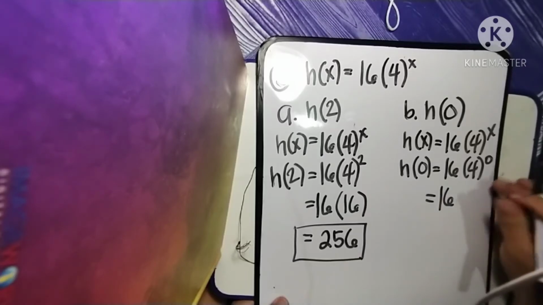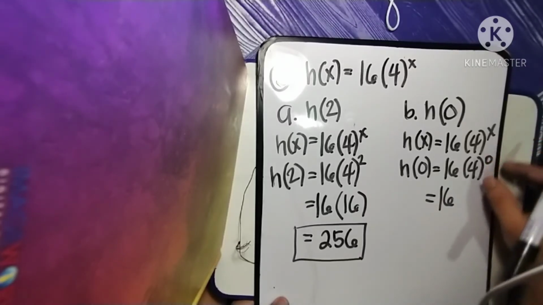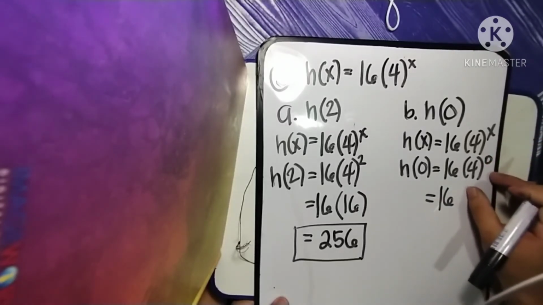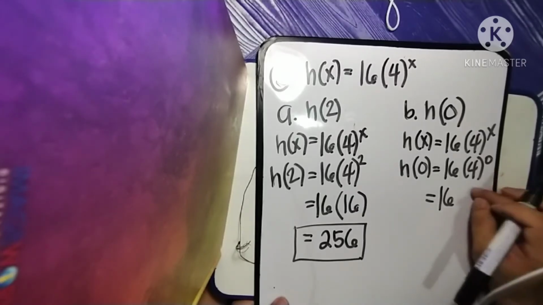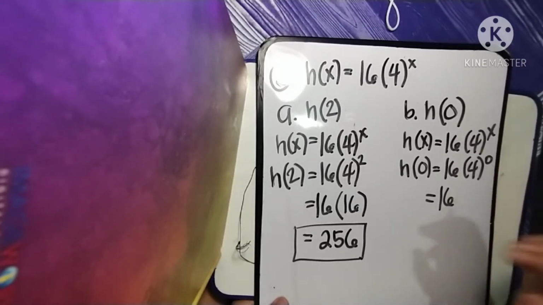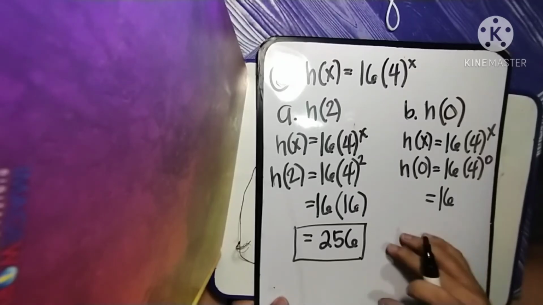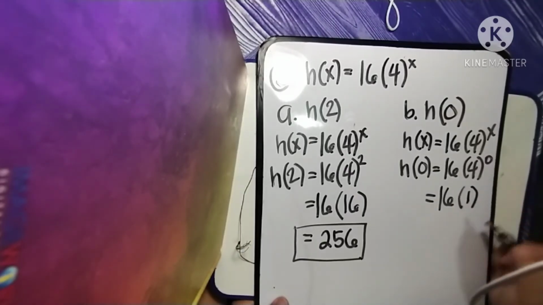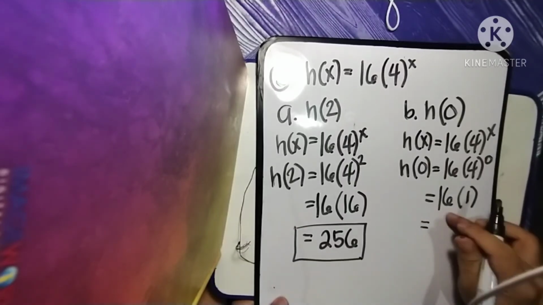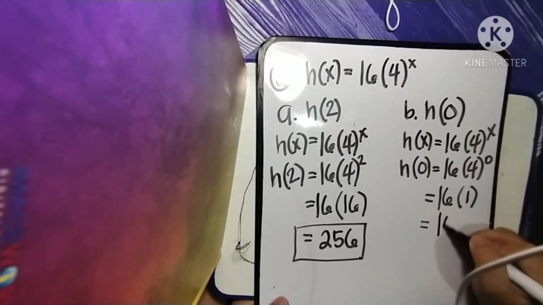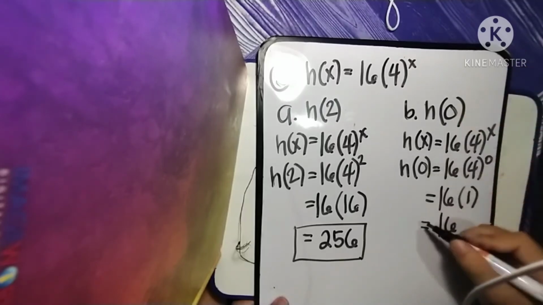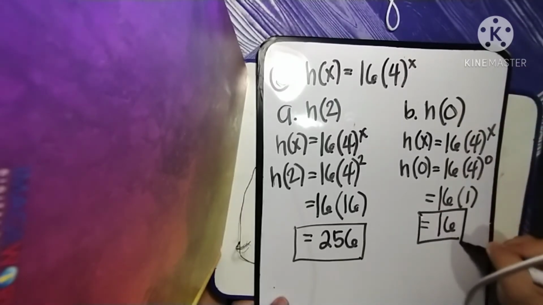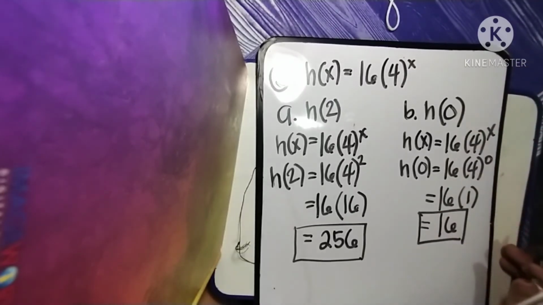So simplify first 4 to the power of 0, since this is based on the PEMDAS rule. So 4 to the power of 0, according to the law of exponents, any number raised to 0 is always equal to 1. So simplify: 16 times 1 is 16. So therefore, if x is 0, then the value of the function is positive 16.